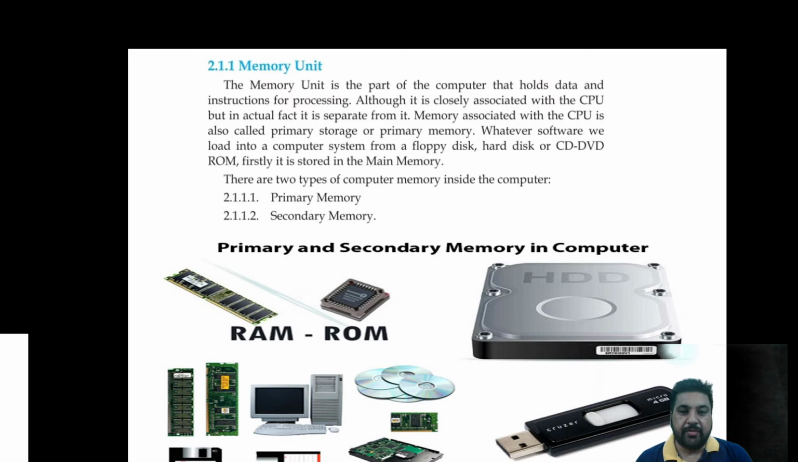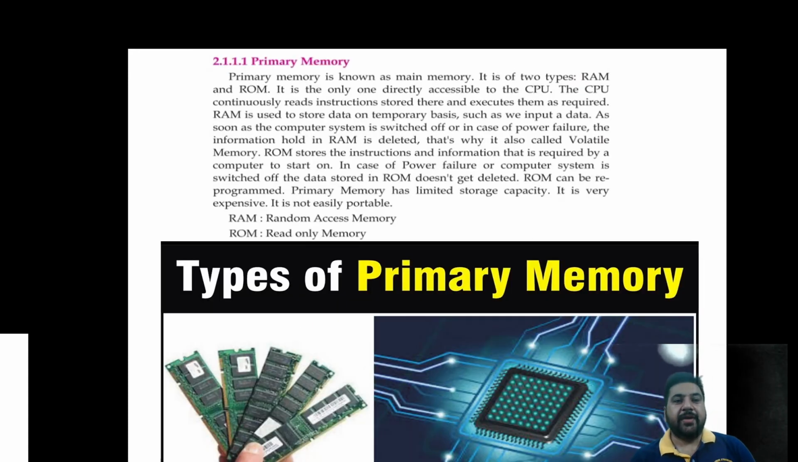There are two types of computer memory inside the computer, that is primary memory and secondary memory. Primary memory in the computer is RAM and ROM, and the secondary memory in the computer system is hard disk, CD, DVD, etc. Now, primary memory. Primary memory is known as main memory. It is of two types, RAM and ROM. It is the only one directly accessible to the CPU. The CPU continuously reads instructions stored there and executes them as required.